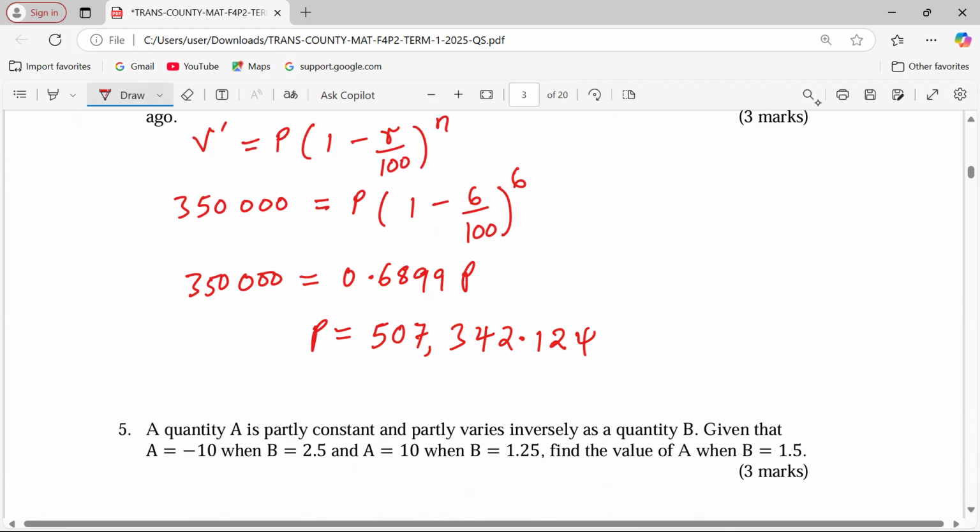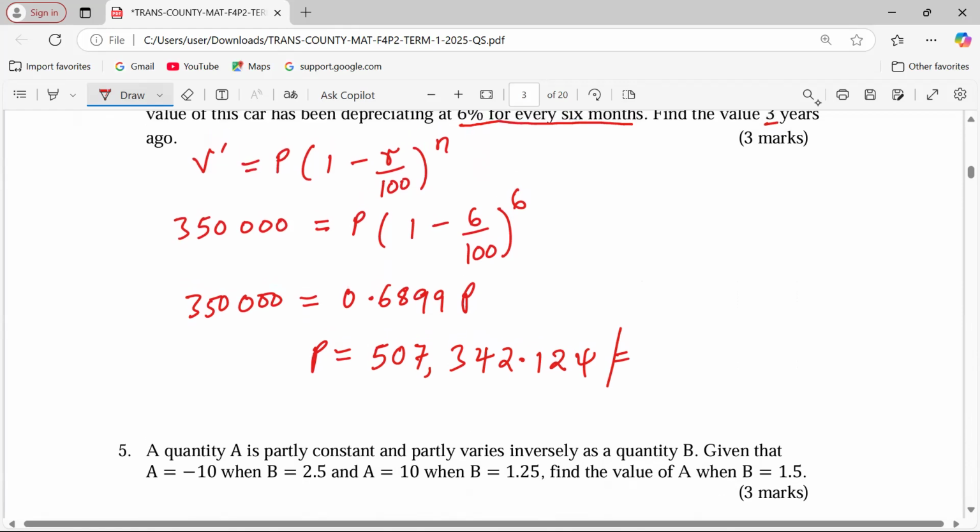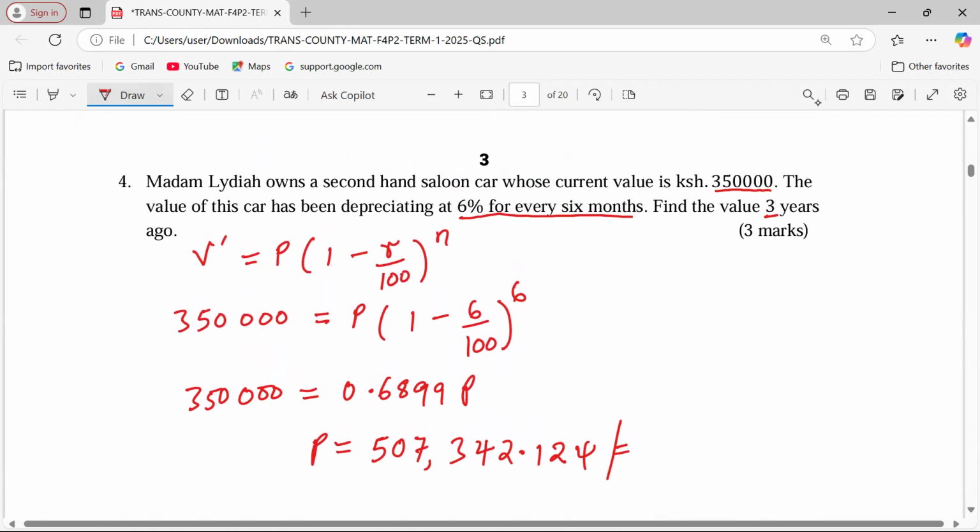507,342.124 Kenya shillings. So that is the value of this car 3 years ago, because it has been depreciating. That is why currently it is at 350. So that's how you work it out. You just read the formula and you substitute until you know what has not been provided. So we are not finding value. We are finding the principle. It is the principle which is not known.